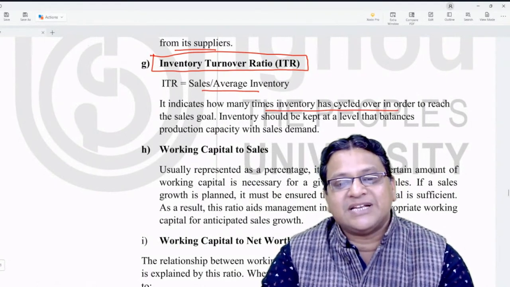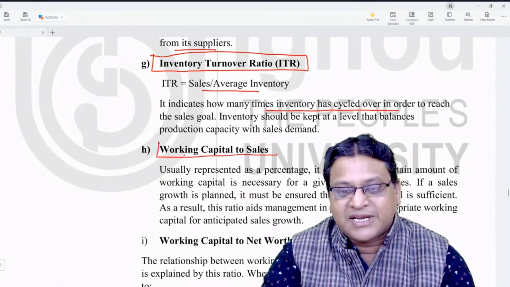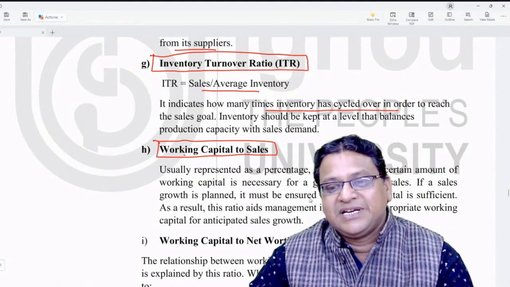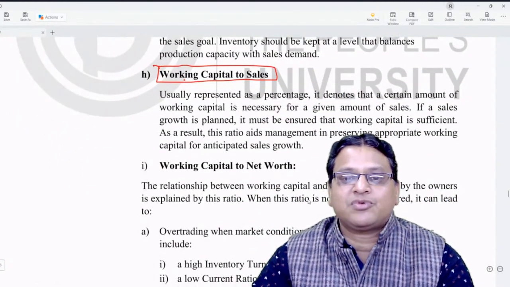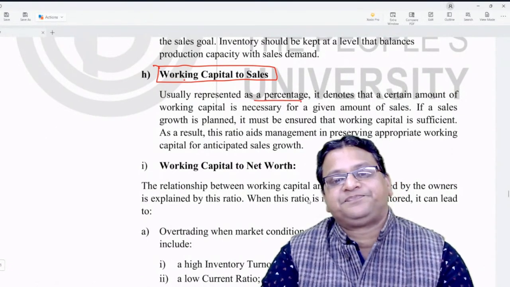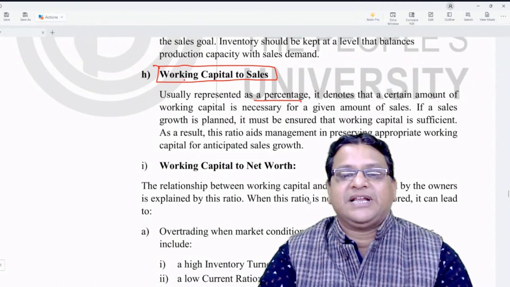Working capital to sales ratio. It is calculated as working capital by net sales. It is expressed as a percentage. It denotes that a certain amount of working capital is necessary for a given amount of sales. What is the percentage of working capital to the sales of the organization?